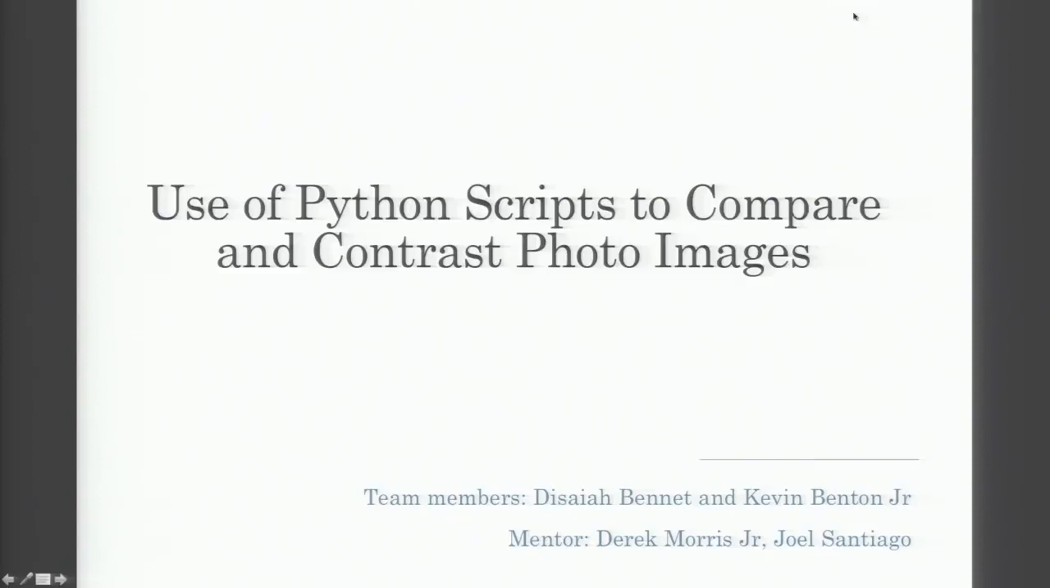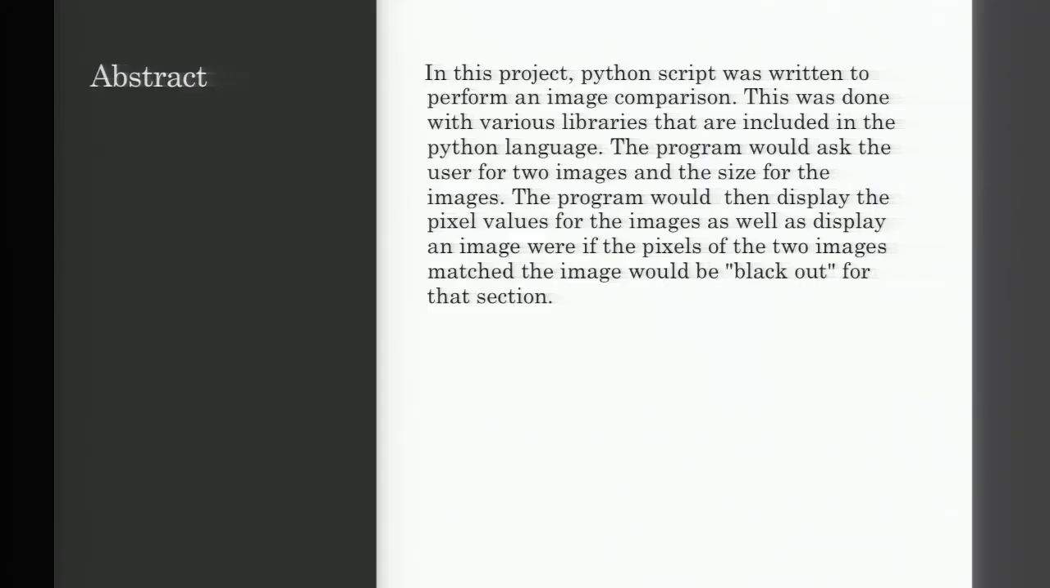As Dr. Hitchens said, my name is Derek Morris Jr., and I'll be speaking on the use of script to compare and contrast photo images. In this project, a Python script was written to perform an image comparison. This was done with various libraries that are included in the Python language. The program would ask the user for two images and the size for the image. The program would then display the pixel values for the images as well as display the image where, if the pixels of the two match, the image will black out for that section.